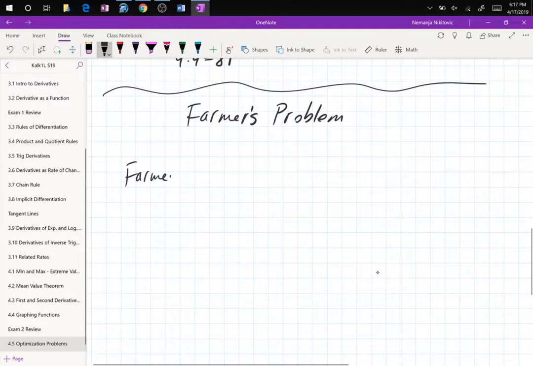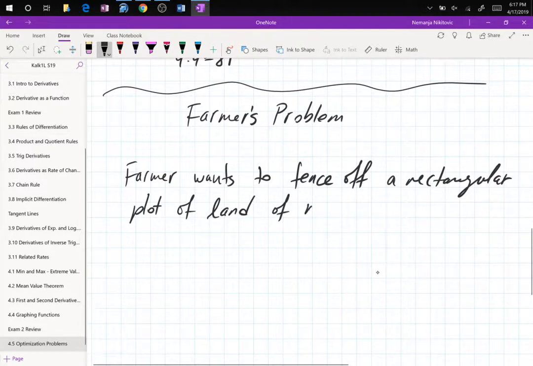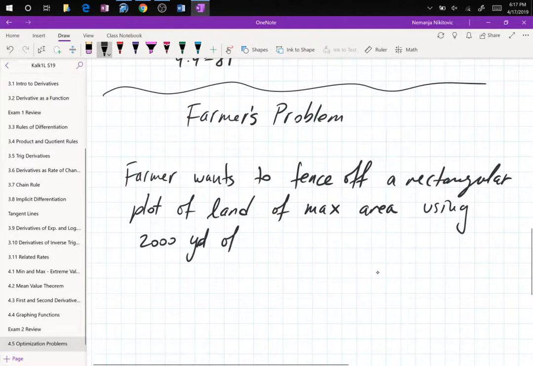So, farmer wants to fence off a rectangular plot of land of max area using 2,000 yard of fence. Find the dimensions.